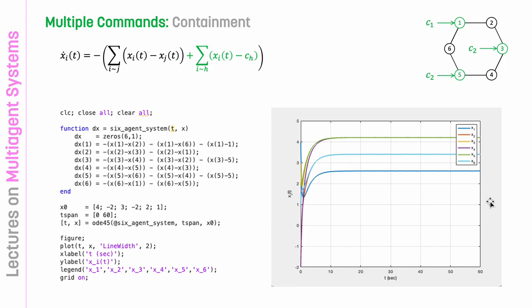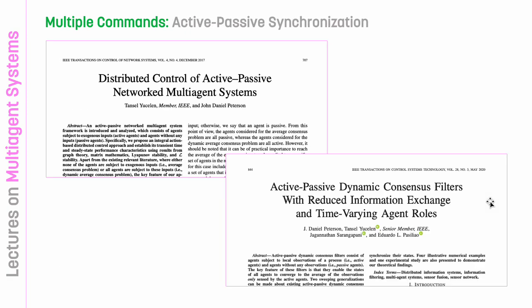So containment is not necessarily my biggest favorite, although there are some important applications. That being said, the idea of active-passive synchronization, which resulted from the 2017 and 2020 papers, we also wrote in our group several other papers called active-passive networks.